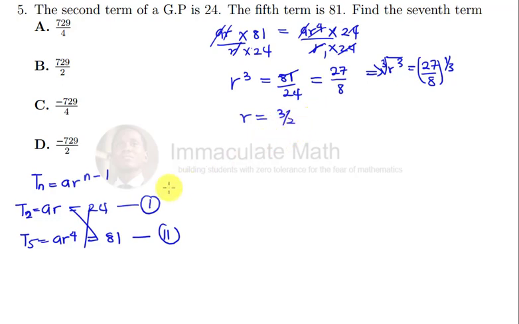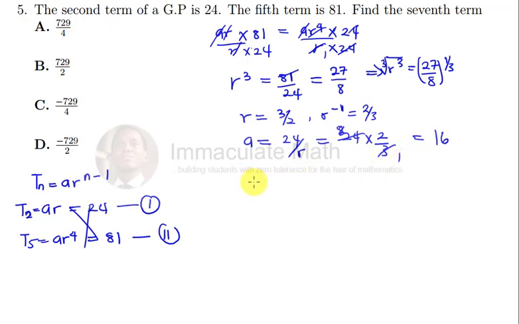So if I have this as my common ratio, from your first equation here, you can see clearly that my a is 24 divided by r. So that means my a is 24 multiplied by 2 over 3, because if this is 1 over r, the inverse of this is 2 over 3. So if I multiply both sides by a, I'm going to have 24 multiplied by 2 over 3. 3 in 24 will give me 8. So 8 times 2 will give me 16. So that means my first term is 16.